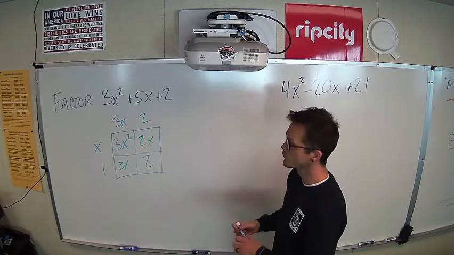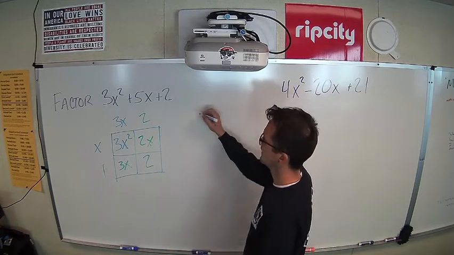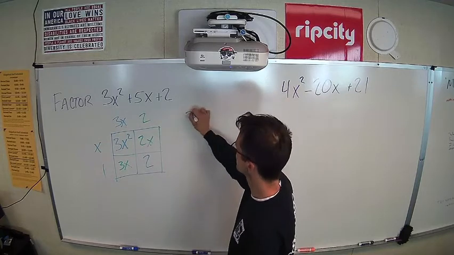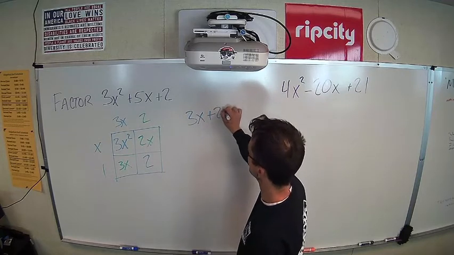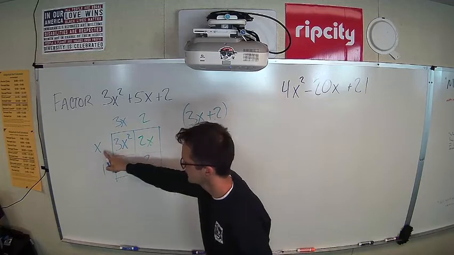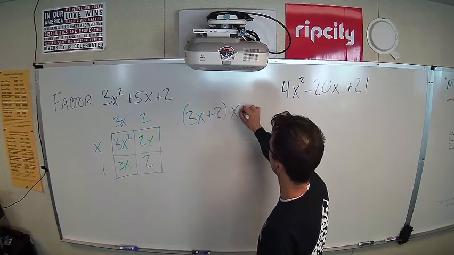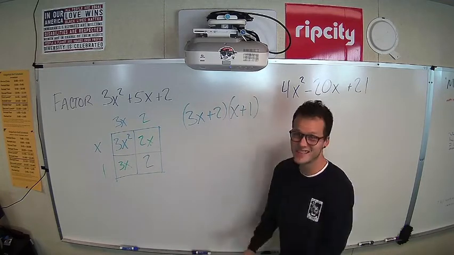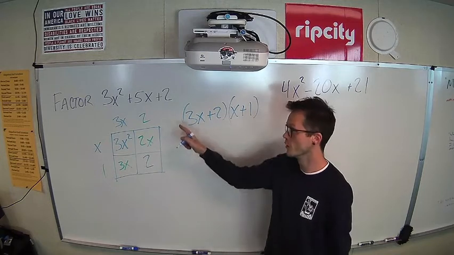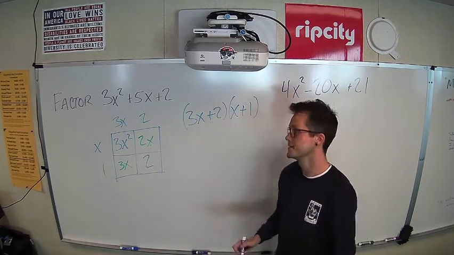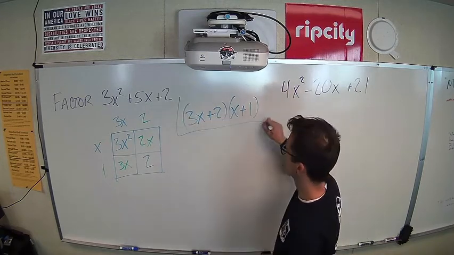So in factored form, we would say that this is going to be 3x plus 2 times x plus 1. So this is it. This is what it looks like in FOIL form. This is how we unfoiled, as it were, this quadratic here.